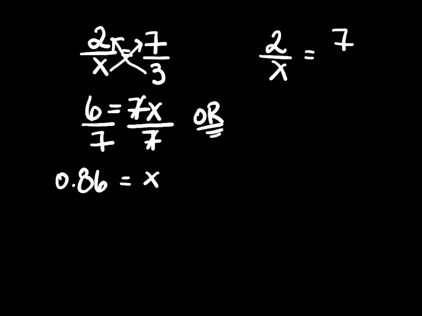is to take the fraction on the right that has no variables in it and turn it into a decimal. So 7 divided by 3 gives you 2.333333 repeating. So you have 2 over x equals 2.333 repeating. Okay, that line over the 3's just indicates that those are repeating 3's.